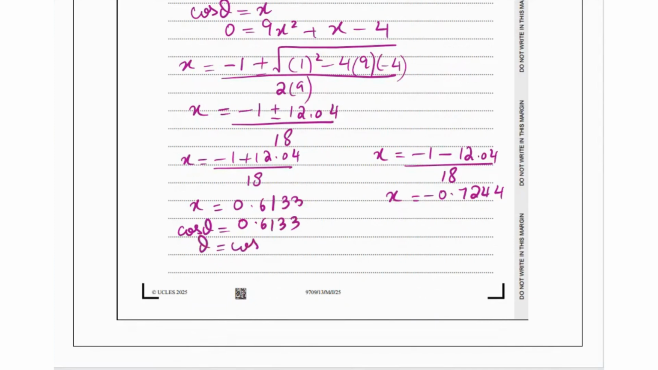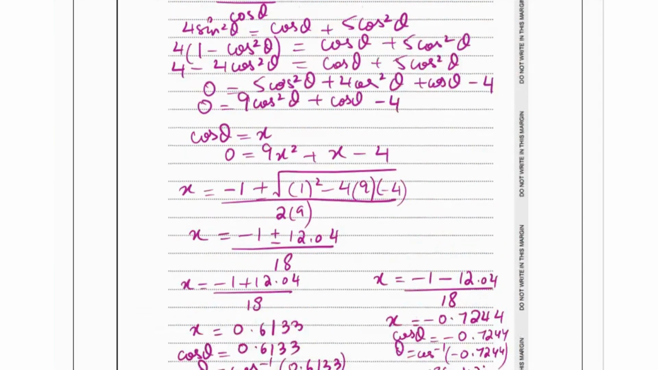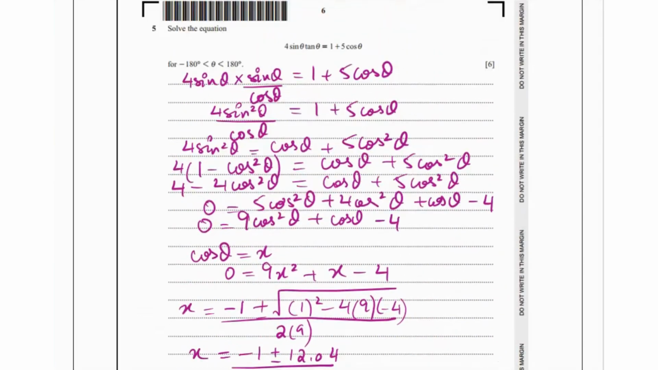Theta is going to be cos inverse of 0.6133, which equals 52.17 degrees. And for the other one, cos theta equals negative 0.7244. So theta is going to be cos inverse of negative 0.7244. That's going to be 136.42 degrees. They want the angles between -180 to 180. So same thing.